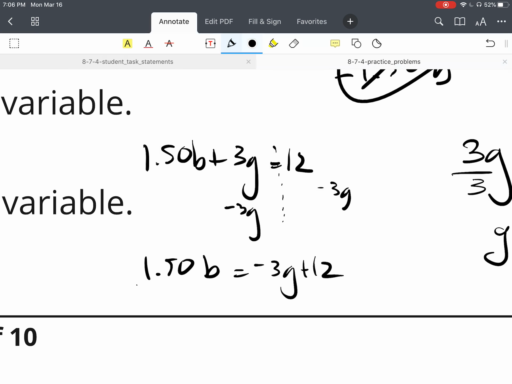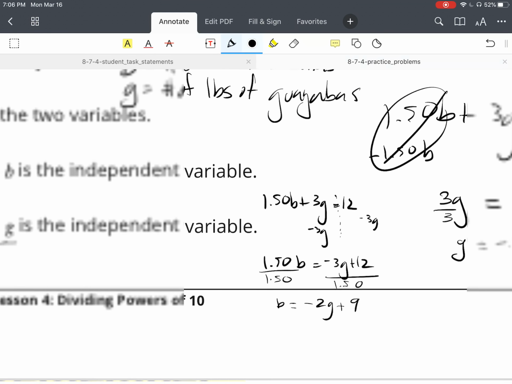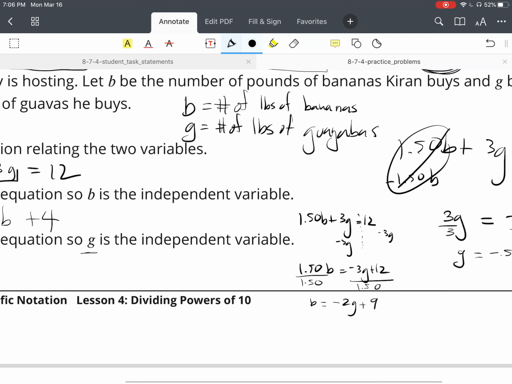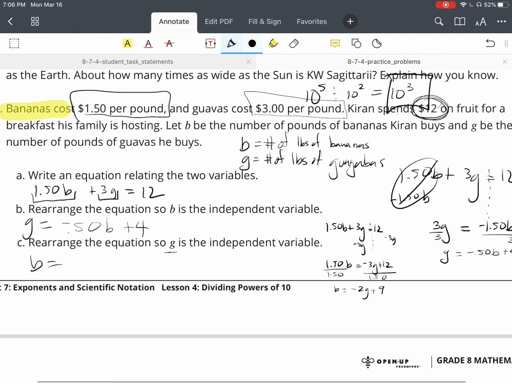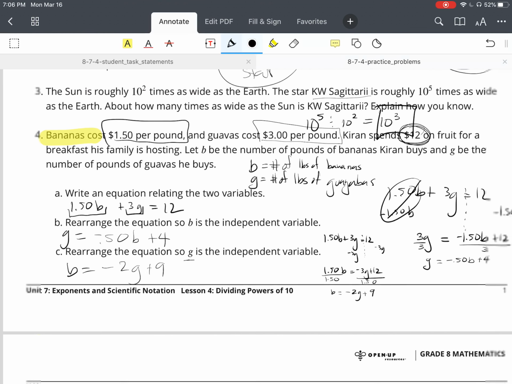And we're going to divide both sides by 1.50. So B is equal to negative 2G plus 8. So the equation is going to be B equals negative 2G plus 8.